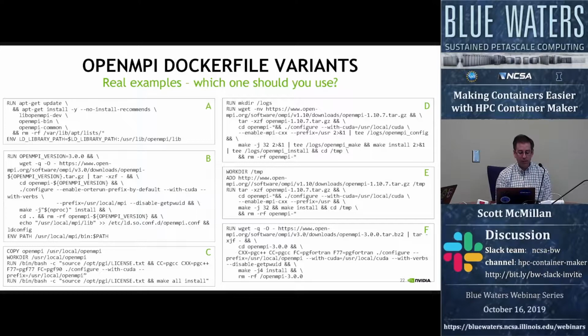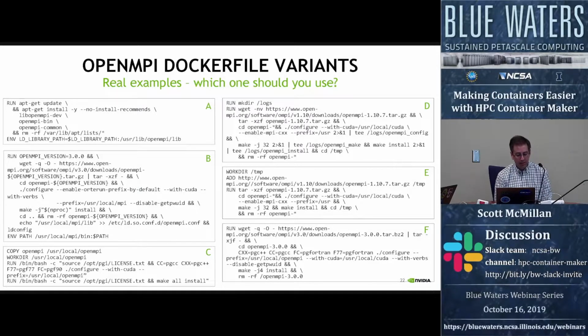So the first example up there, A, is just using OpenMPI from the Linux distribution. So whatever's distributed with Ubuntu, we're just going to install it, put it in the container. That's real easy, but what do you know about that OpenMPI build? Was it built with InfiniBand support? What version is it? You have no idea.